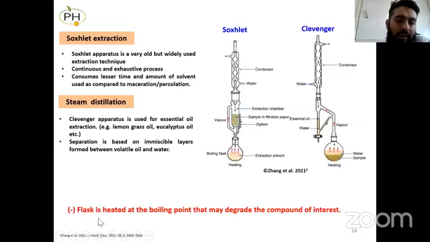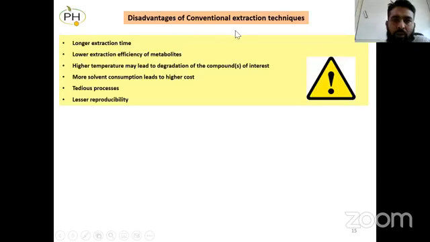Here the major drawback is the flask is heated at the boiling point. Suppose here we have filled methanol as a solvent, so methanol will be heated up to 70-80 degrees centigrade. So there may be chances of degradation of compounds, and if we are taking water as an extraction solvent, it is heated above 100 degrees centigrade, so there are large chances of degradation. So these are the major disadvantages of conventional methods.